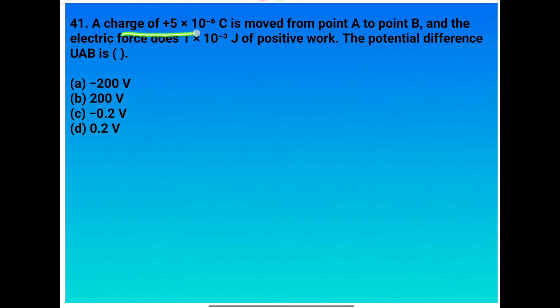A charge of 5 into 10 raised to power minus 6 coulomb is moved from point A to point B, and the electric force does 1 into 10 raised to power minus 3 joule of work. The potential difference between A and B is... Here the charge is given as 5 into 10 raised to power minus 6 coulomb, and it is moving from point A to B, and the work done is 1 into 10 raised to power minus 3 joule.